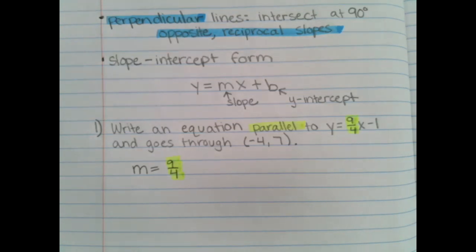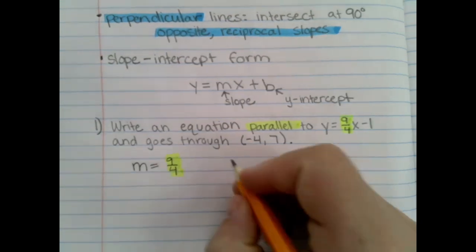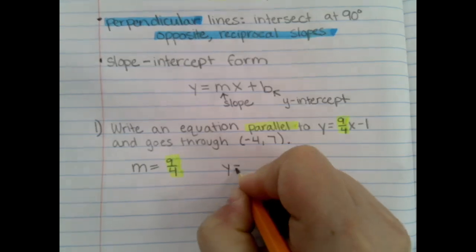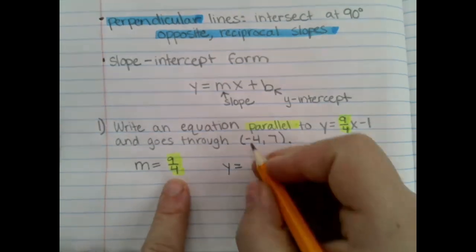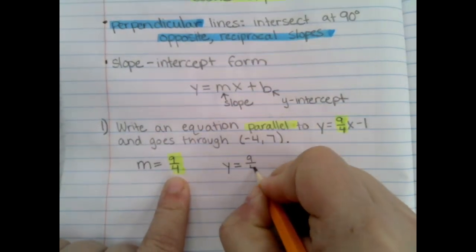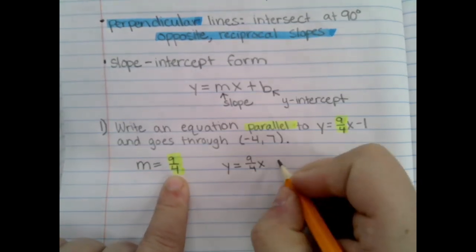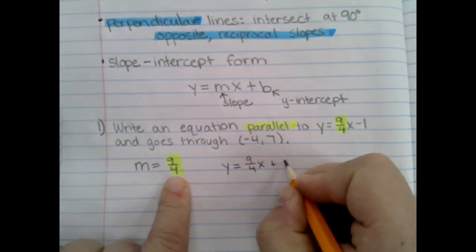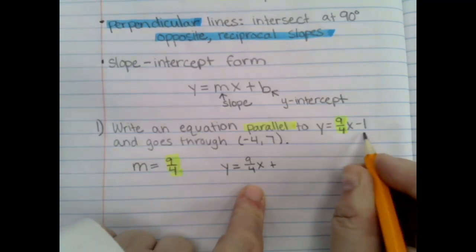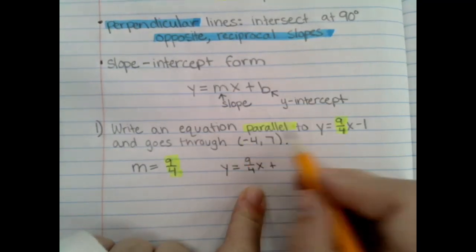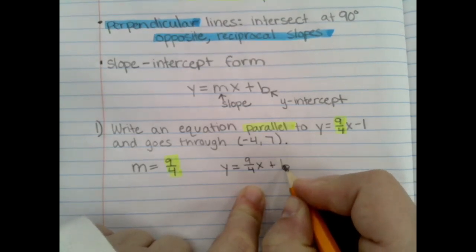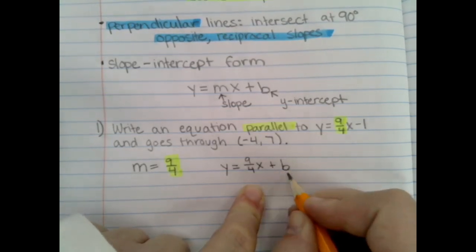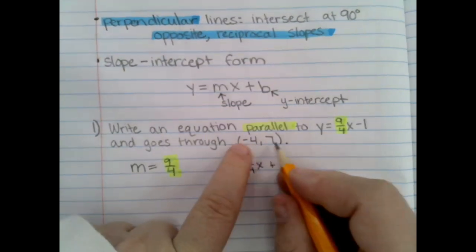So our next step is going to say y equals, do I know the m? Yeah, what did we just say is the m? 9/4 x plus, and we don't know the b yet. That's our goal, we need a new b. We're not going to keep the -1 because this -4, 7 won't go through that. So we're going to put a b in as our blank. Our goal is to find that number so that it goes through this point, -4, 7.